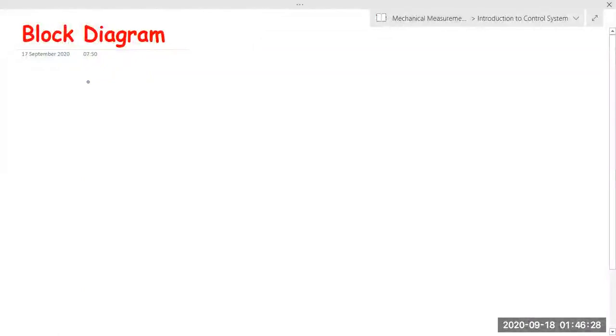Today we are going to learn something more about the control system. We started with what we mean by an open loop system. Then we went to study what we mean by a closed loop system. Then we studied what a transfer function is and what its significance is. So we have already studied that.